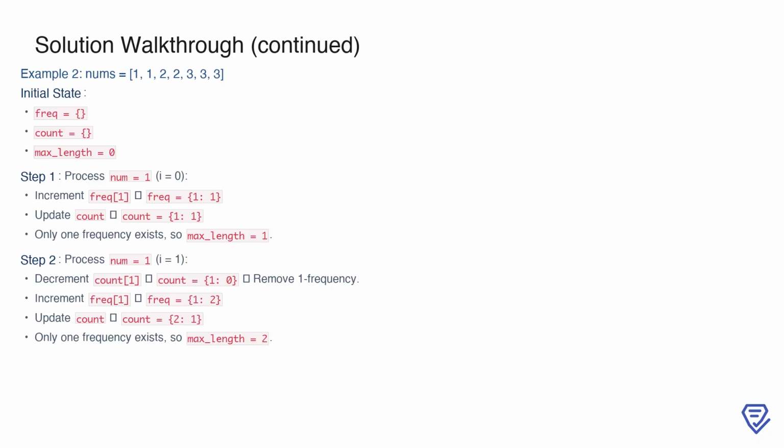For the second occurrence of 1, we first decrement its previous frequency in the count map, reducing count 1 to 0 and removing it. Then, we increment the frequency of 1 in the frequency map, making frequency equals 1, 2, and update count to 2, 1, indicating one number with a frequency of 2. Since there's still only one frequency present, max_length becomes 2.